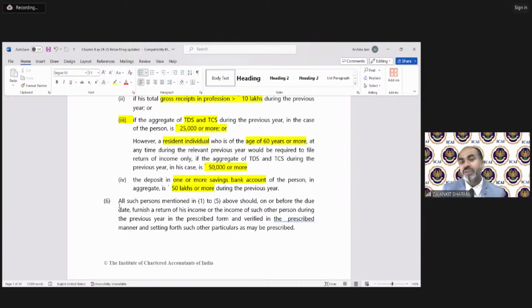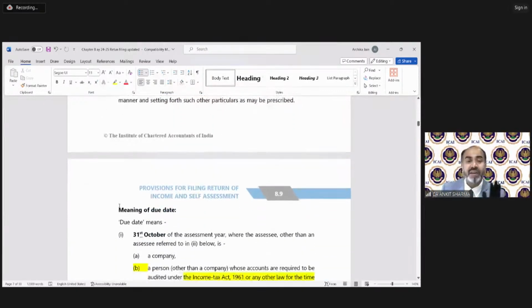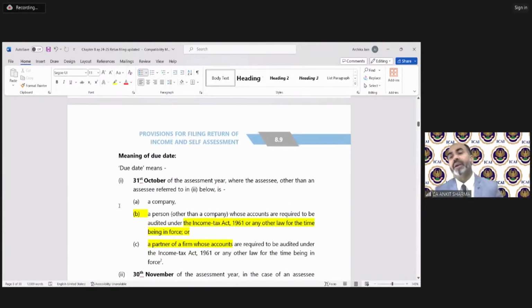But now the provision will tell you when to file a return. What is the meaning of due date? You must have heard this word, that the due date of filing of return is coming. Due date means that date till which, if you file your income tax return, there will be no interest and no fee for late filing of return. So that is the date which is called the due date.